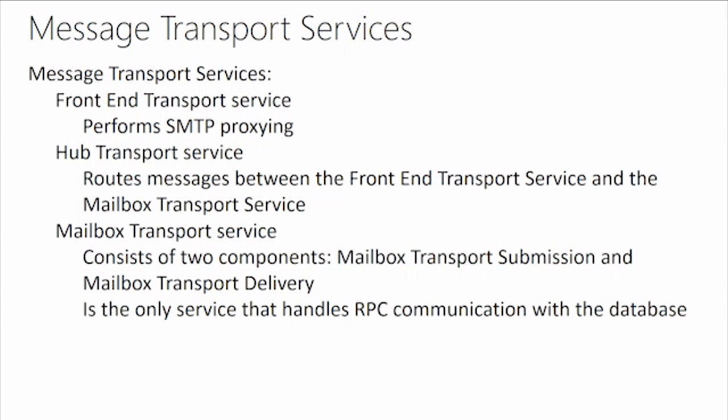So if we go into just a high-level summary of these, the front-end transport performs SMTP proxying. So it doesn't do any queuing of messages. It accepts that SMTP connection, identifies the user that the message is for, and then makes a connection to a hub transport service in the backend so that it can then be queued on the hub transport servers.